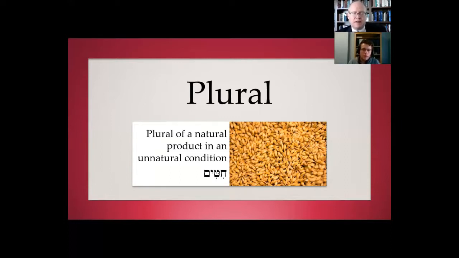The same thing can be used, for example, the word dam means blood. Damim is blood that's been removed from the body in some way. It's normally in the body. The removal of it outside the body is indicated by the use of the plural.